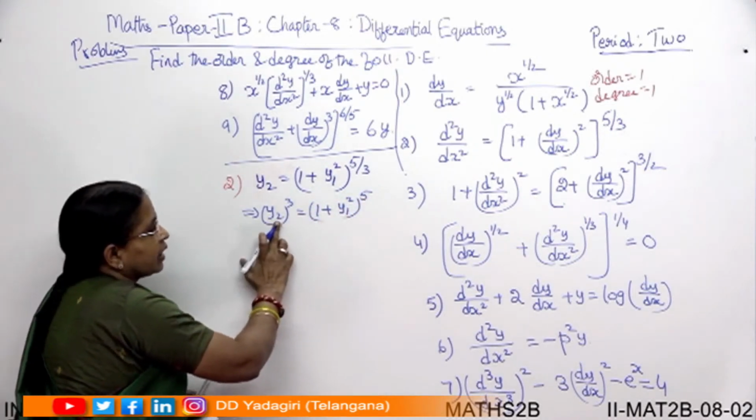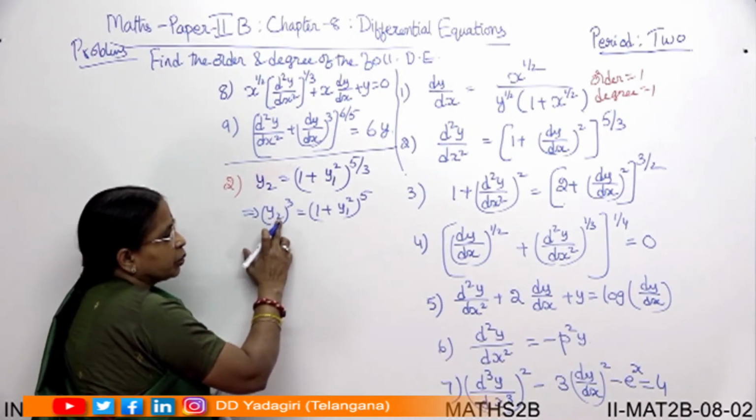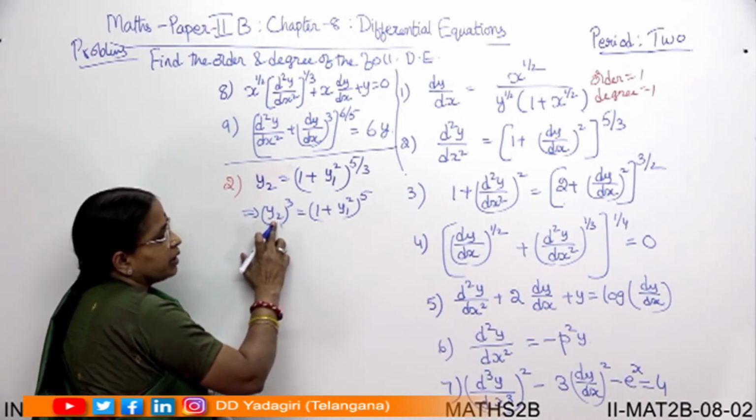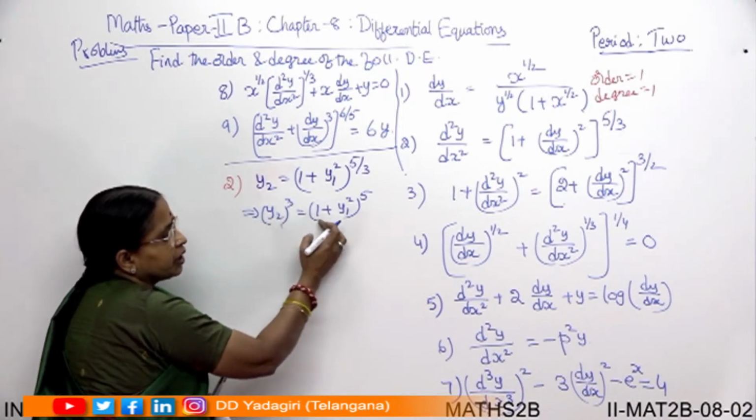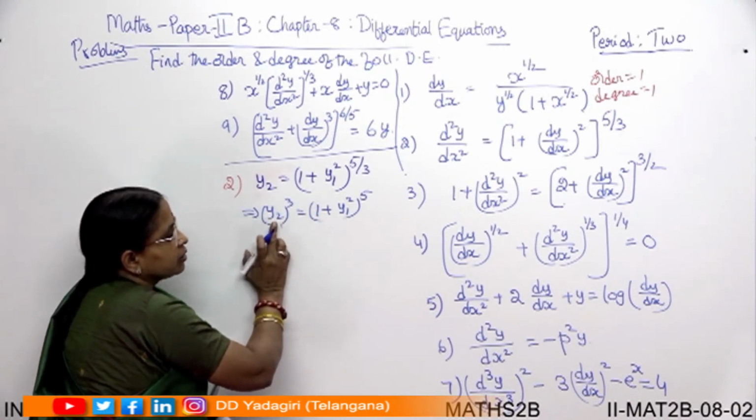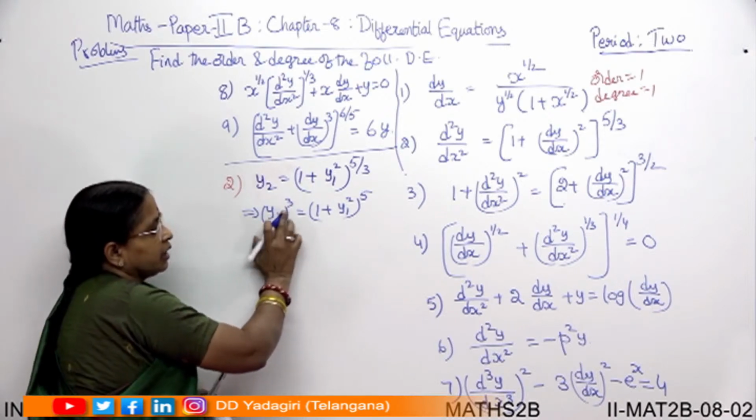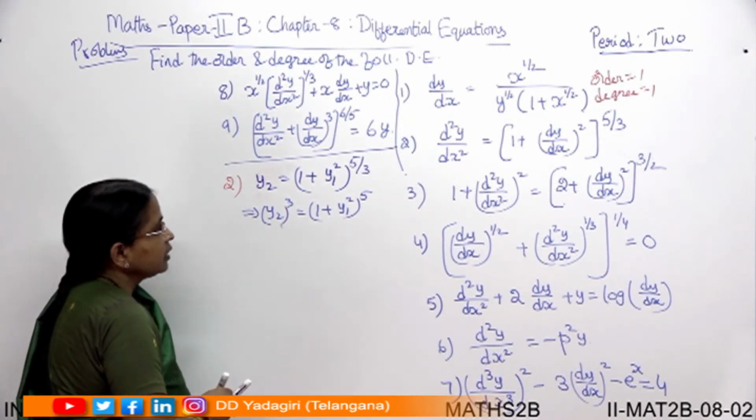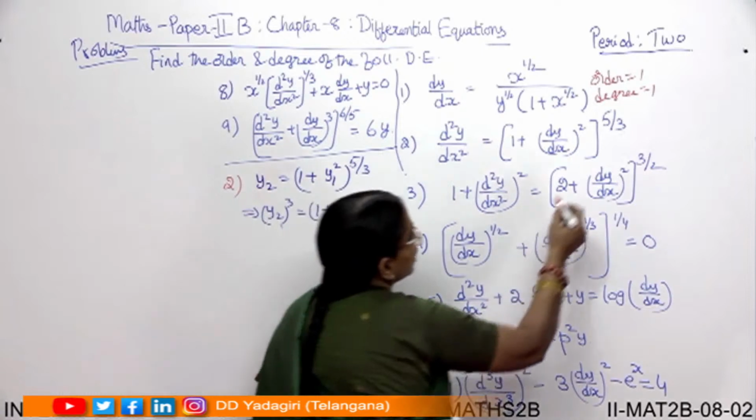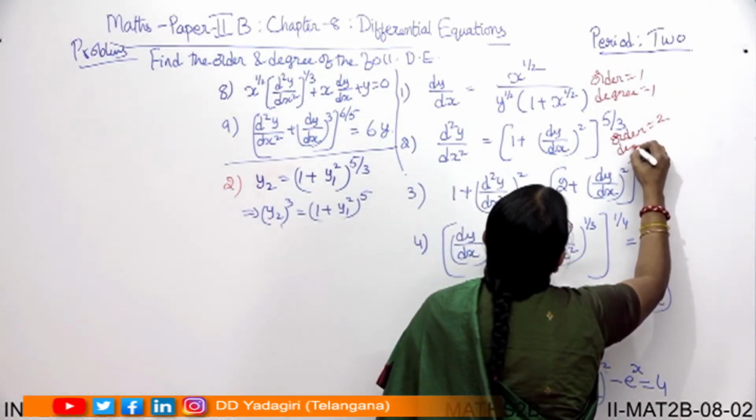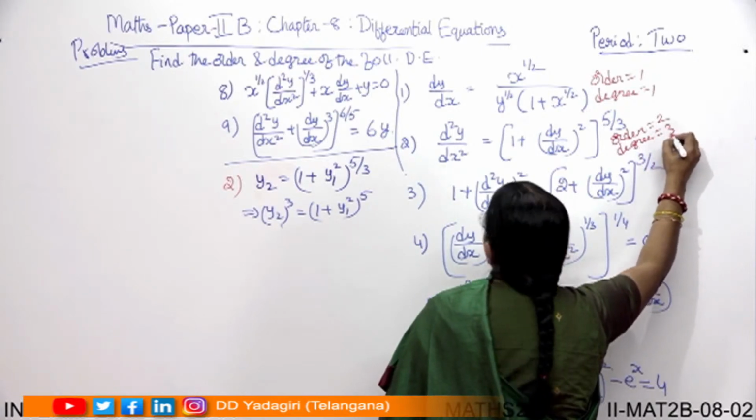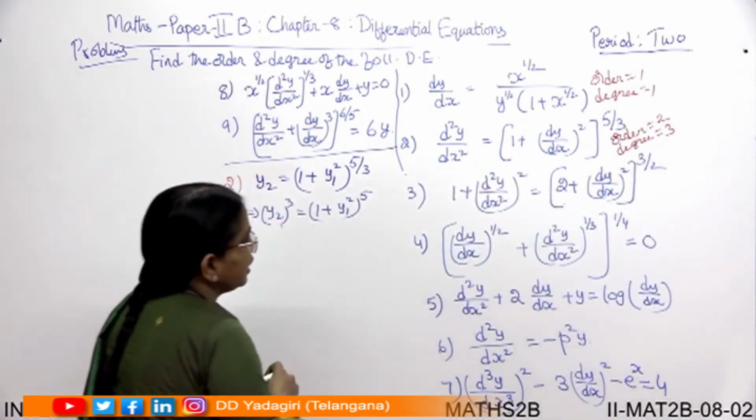So whatever it is, the highest order derivative is y2, the derivative d square y by dx square. So the order is 2 and its power is higher. You don't have any more y2s here. So the highest power of y2 is 3. So its degree is 3. So for the second problem, the order is 2 and the degree is 3, because the highest power is 3 like that.